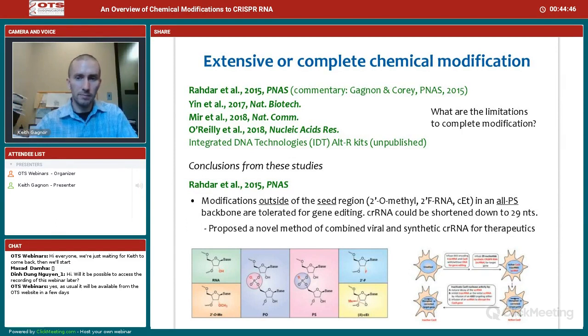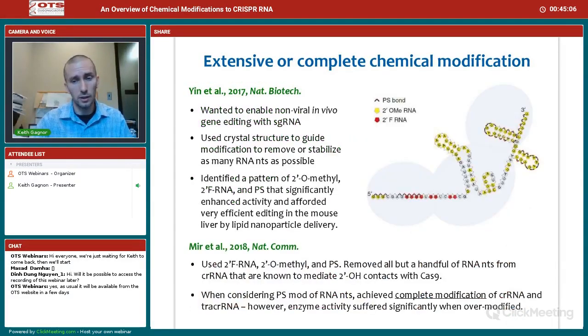Okay, so like that study, one of the problems was they could not put modifications in the seed region, only outside of the seed region. So one of their conclusions was you just simply cannot modify the seed region. At the time that was a good conclusion, but it was limited based on what they tested. And we now know that you can modify a lot of the guide region, as some of these studies show us, but you have to avoid certain positions.